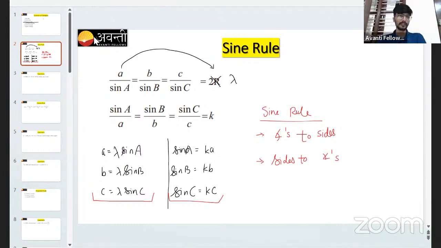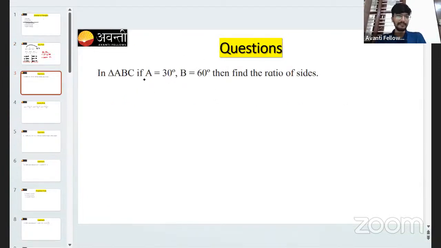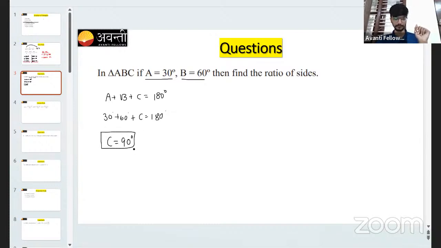Now let's look at a question to see what I am talking about. In triangle ABC, angle A is given 30 degrees, angle B is given 60 degrees. We all know that A plus B plus C is 180 degrees in a triangle, correct? So 30 plus 60 plus C is equal to 180 degrees. This means C is equal to 90 degrees. Simple. But we have to find the ratio of sides.